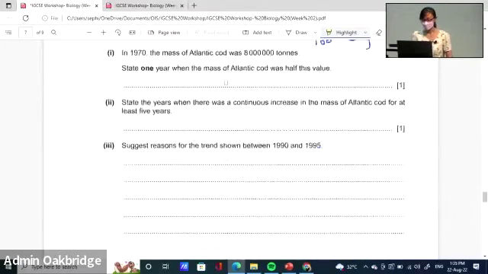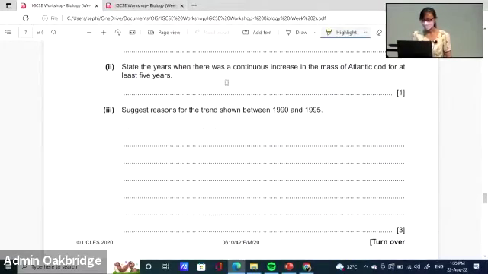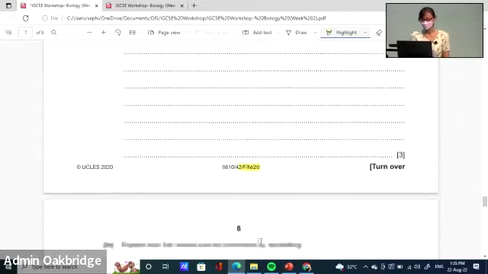Okay, so this is how you read the graph. You realize that in 2020 onwards, in the papers that I've been doing, they've given you very funny graphs to look at. They're asking you to analyze it in many different ways. So practice, practice, practice, okay?